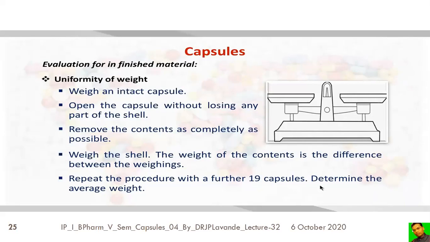So what is it? It is simple. We just have to weigh the first capsules, then the content has to be removed, then the shells have to be weighed. So the difference between the previous and the after, the difference of the whole capsule minus the weight of the shell, that is the actual weight of the content.